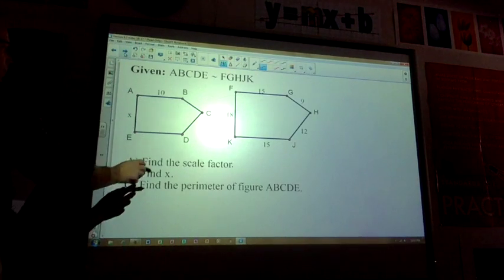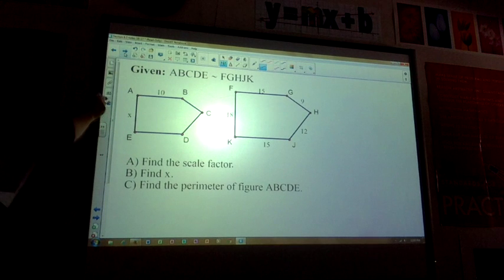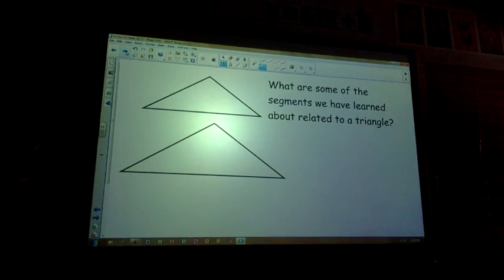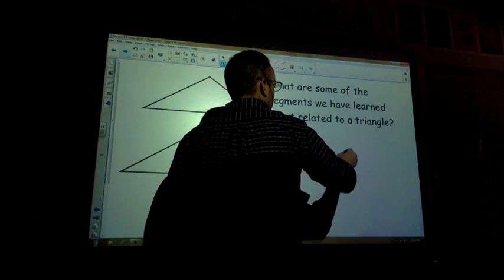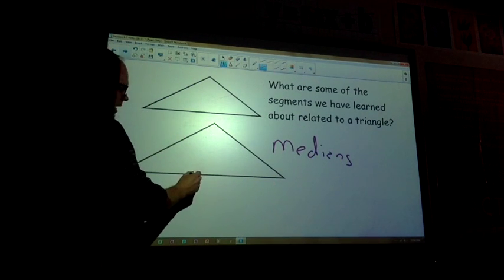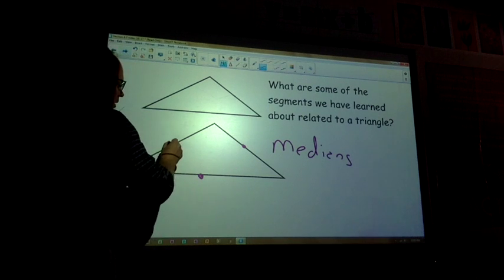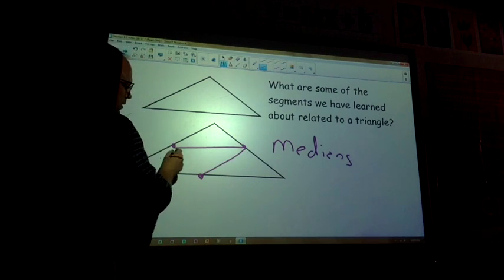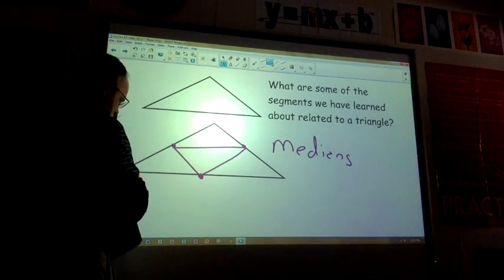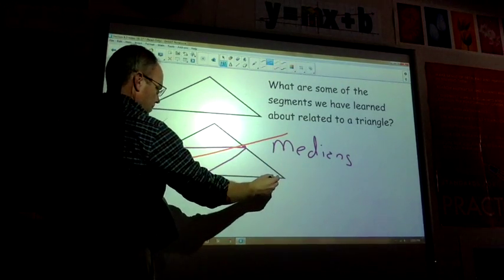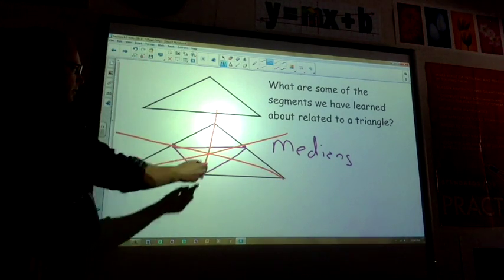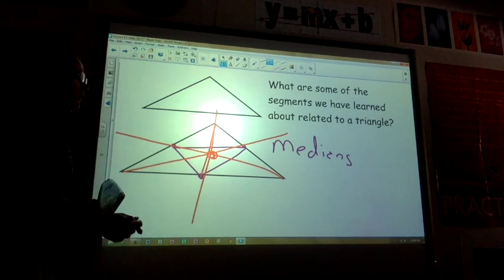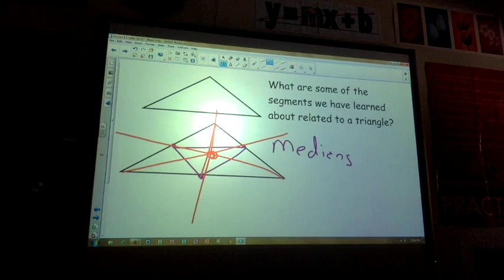I think we could skip this one. This is pretty quick. I think you'd be able to do that pretty quick. But remember this, I want you to go back and take a look at the medians. Remember the median is the middle. Let's just pretend I can draw straight. So the medians dealt with the centroid. So there was a relationship with that.